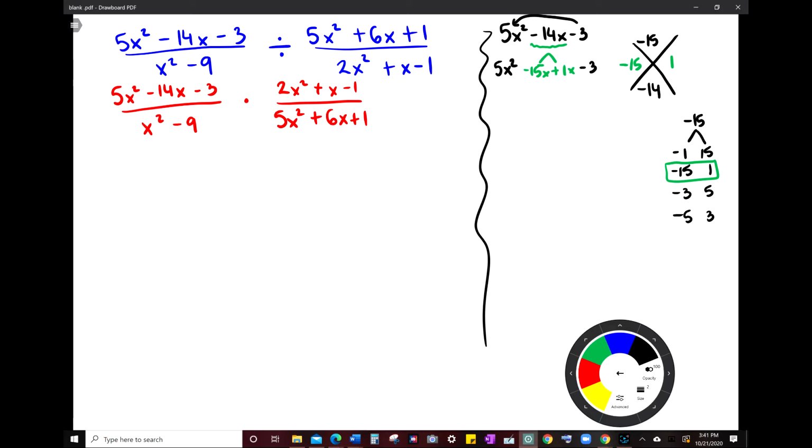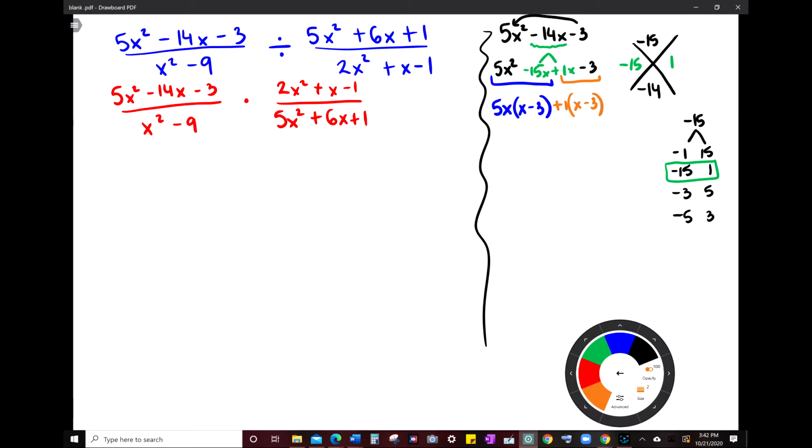That means you can use the grouping method to factor this expression. So now I will group 5x squared and negative 15x, and when I group them together, 5x is in common, and I factor it out, so inside I have x minus 3 left. Then for the second one, I'll group 1x and negative 3, and what's in common is 1. So I will have plus 1 outside, and inside I still have x minus 3.